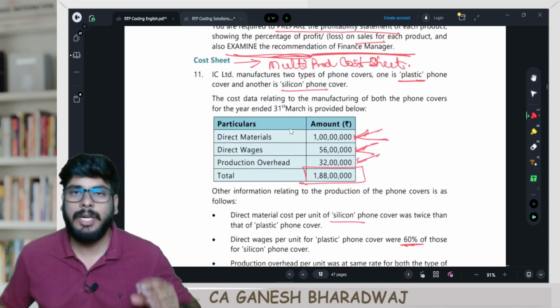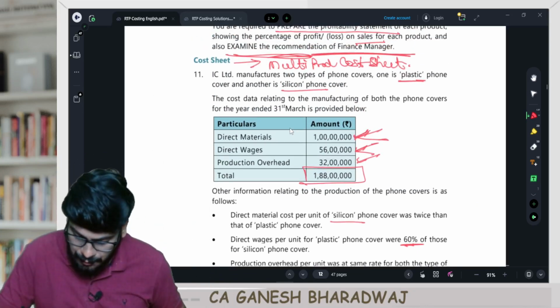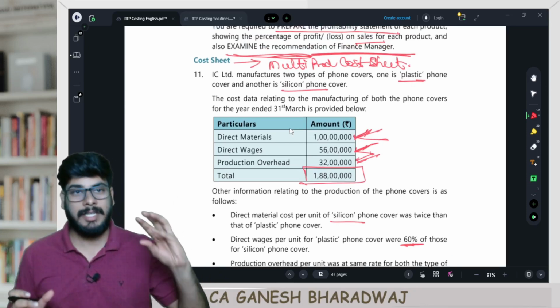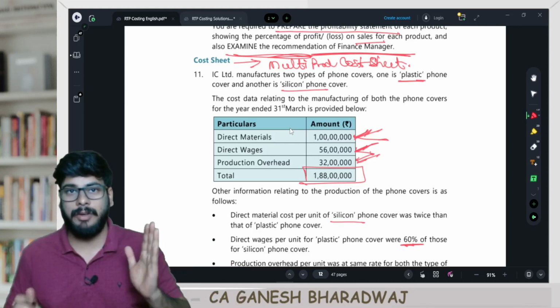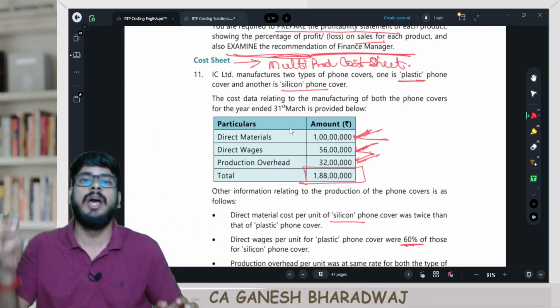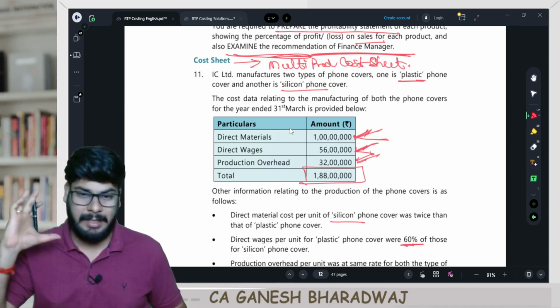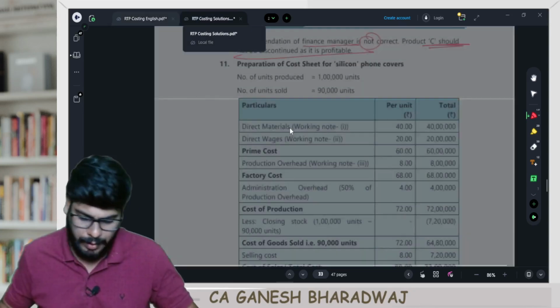Now you need to prepare the cost sheet. Format of cost sheet, you know that. However, these figures are all given in total. That is, these figures are pertaining to silicon plus plastic phone cover, but you need to segregate and find out the silicon components cost alone and prepare the cost sheet only for that. As simple as that, right? Now let's get started with this question.